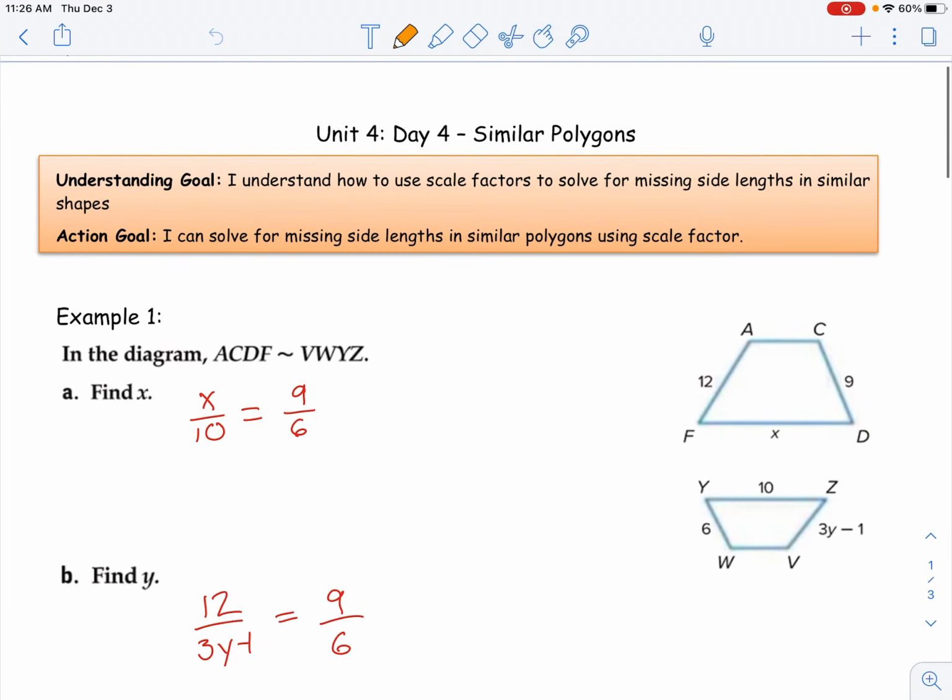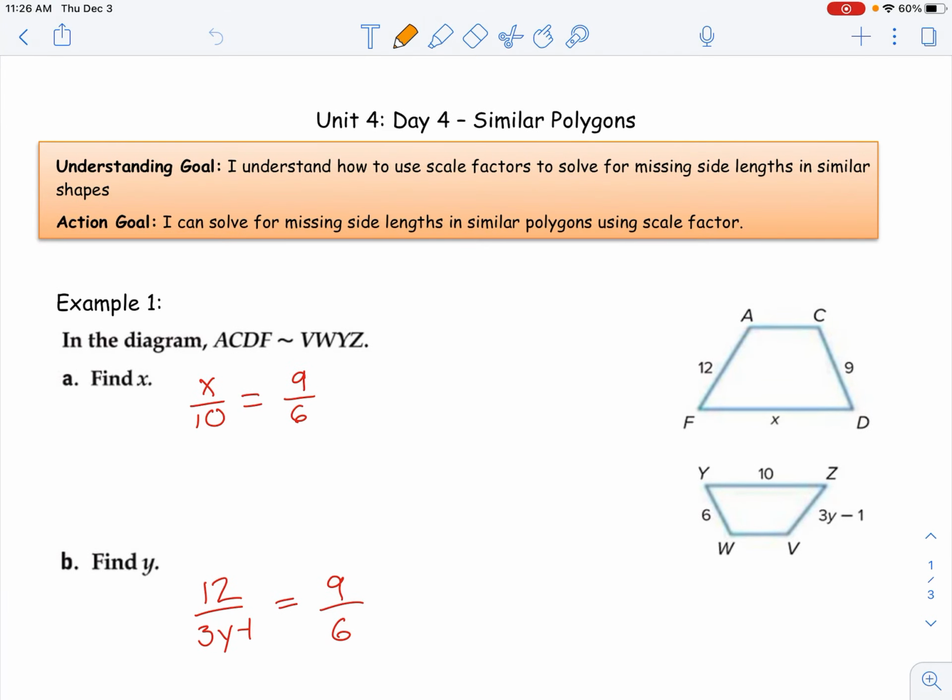We are continuing in this lesson with similar polygons. There's a lot going on here with ratios, and we're going to learn a new way to solve these ratios.